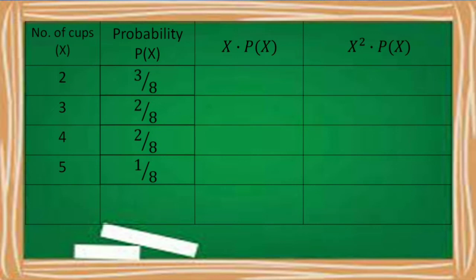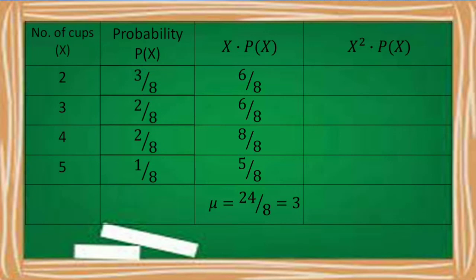Next, let's get the variance of the number of cups with their corresponding probability. So we have to get the product of x and p of x. So 2 times 3 over 8 is 6 over 8. 3 times 2 over 8 is also 6 over 8. 8 over 8 as a product of 4 and 2 over 8. And 5 times 1 over 8 is 5 over 8. Then add, we have 24 over 8, or 3. So this will be the value of the mean.